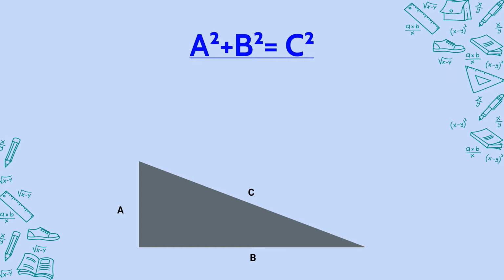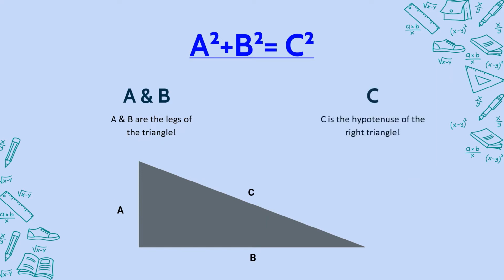A squared plus b squared equals c squared. A and b are the legs of the triangle. C is the hypotenuse of the right triangle.